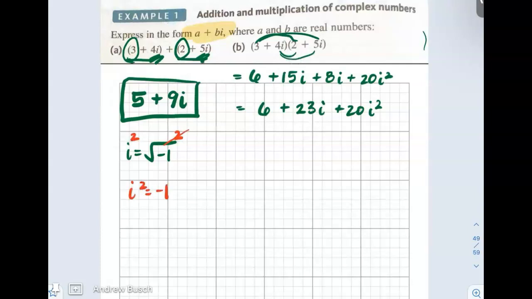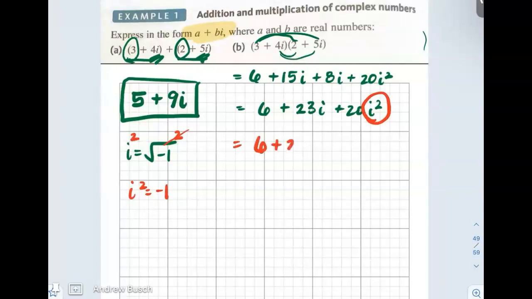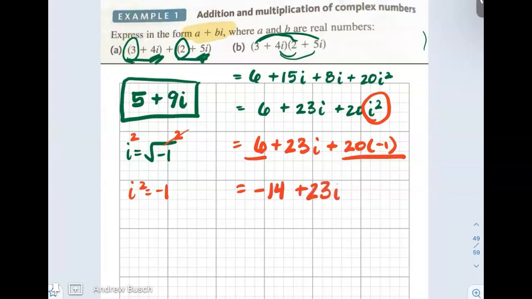So I'm going to take out the i squared and substitute in its place a -1, because that is what it equals. Which means that is a -20. And if I collect like terms now, I would get 6 minus 20, so -14 plus 23i. And typically we always put that real number first and then the imaginary second.